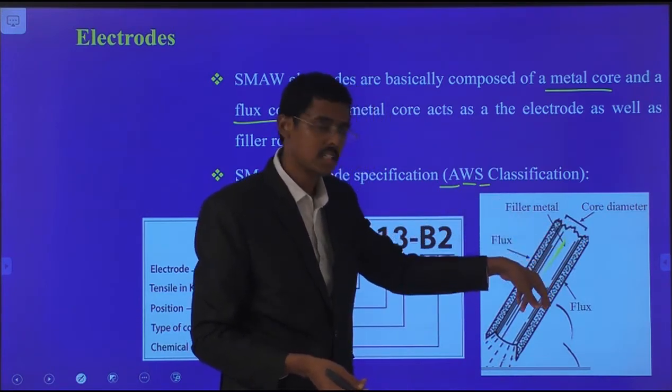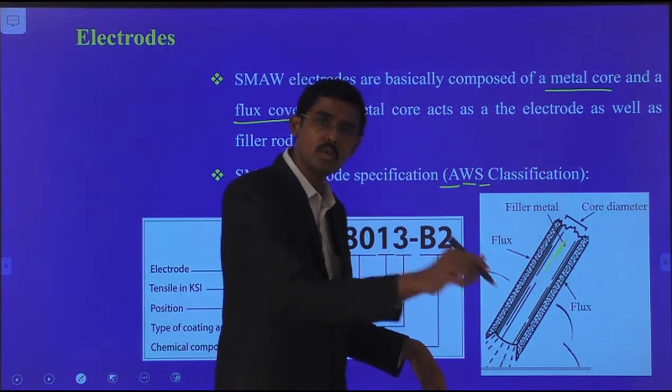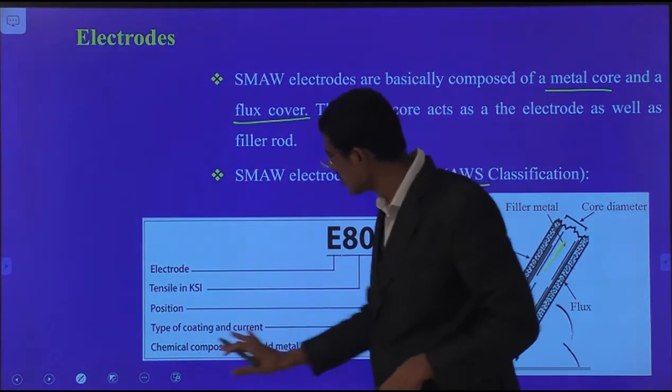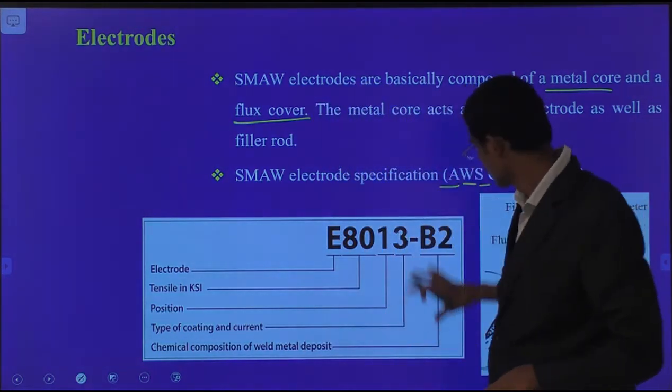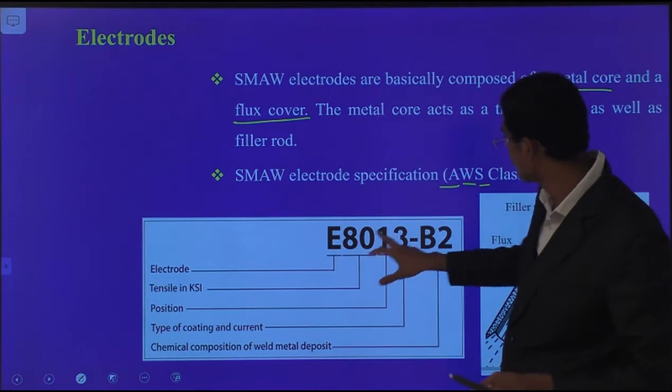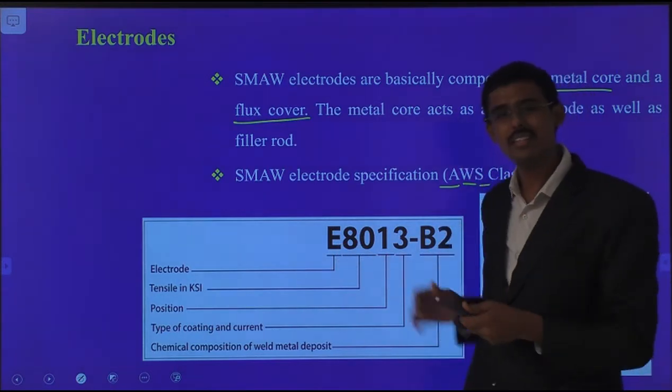Maybe the filler metal addition, flux also, we are able to do the alloying system, whatever it is. But later I am doing these cases. You see, this I am doing. So I have named E8013B2.